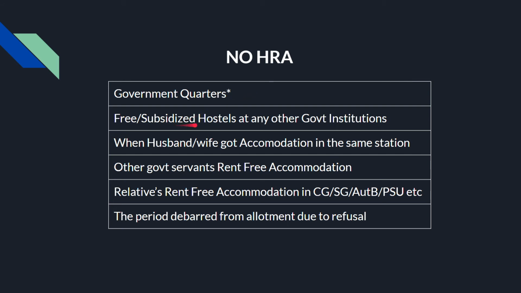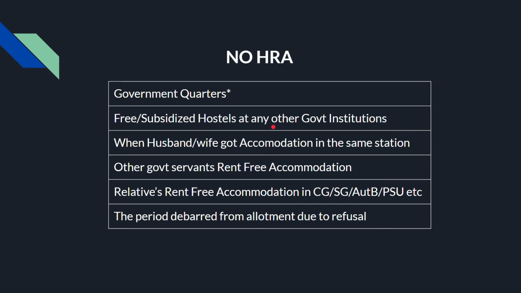And free or subsidized hostels at any other government institutions. You are working in an institution, but some other institution is providing you a hostel, either your organization or some other organization. Especially for females, there are separate hostels available. In these cases, is he eligible for HRA? No. Even if you are not staying in your own institution's location, even if it belongs to some other institution, HRA will not be provided to you.